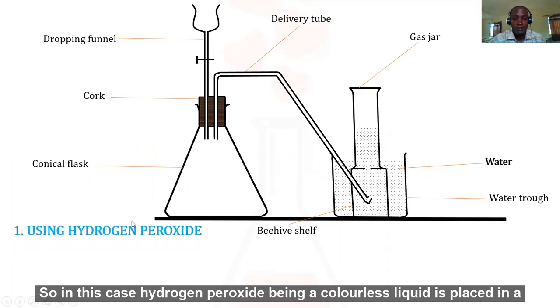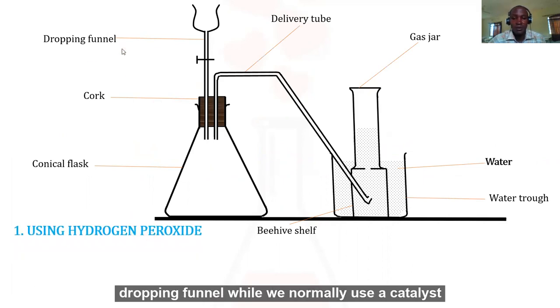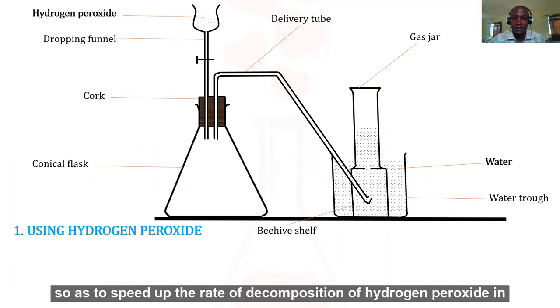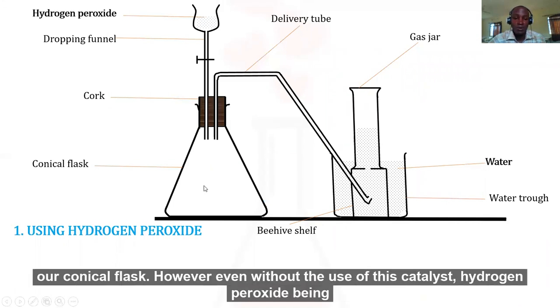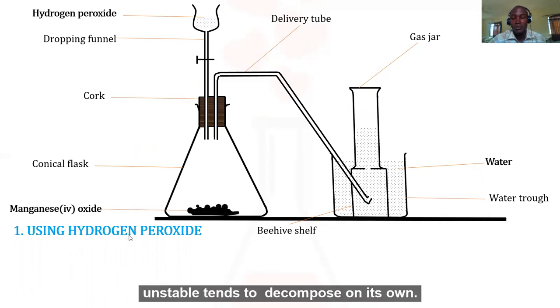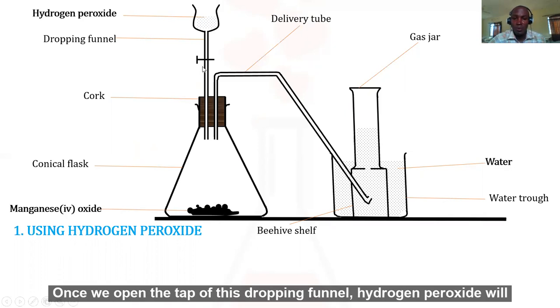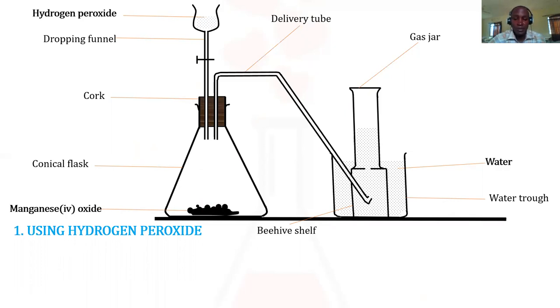So in this case, hydrogen peroxide, being a colorless liquid, is placed in a dropping funnel, while we normally use a catalyst so as to speed up the rate of decomposition of hydrogen peroxide in our conical flask. However, even without the use of this catalyst, hydrogen peroxide, being unstable, tends to decompose on its own. Once we open the tap of this dropping funnel, hydrogen peroxide will drop onto the catalyst, and the breakdown of hydrogen peroxide will be increased.